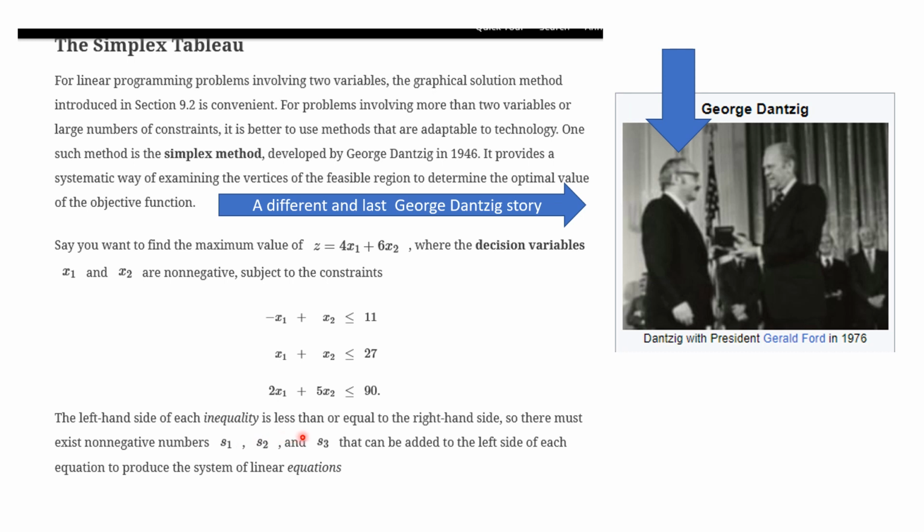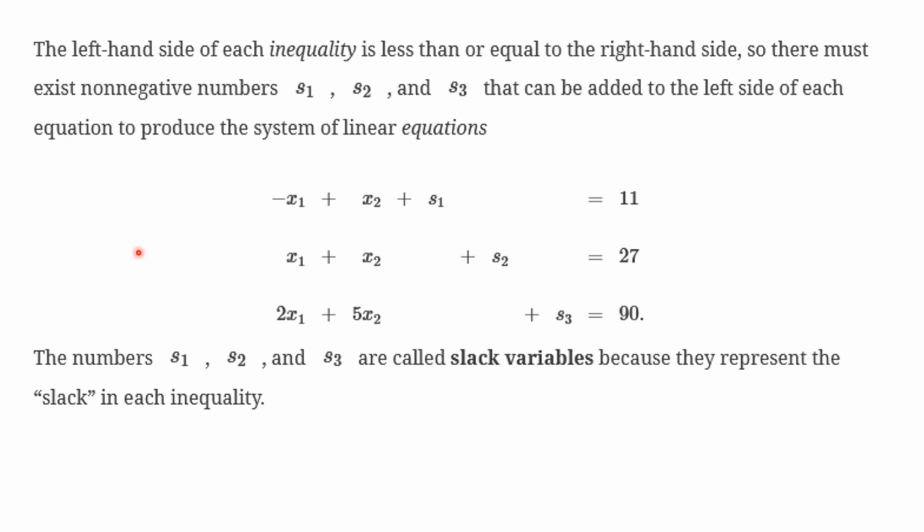Now the left-hand side of each inequality is less than or equal to the right-hand side, so what we're going to do, and what George Dantzig did, because for the most part we deal with solving equations, not inequalities, he introduced non-negative numbers S1, S2, and S3 that are being added to the left side, so turning these into equalities rather than inequalities, and those are going to be called slack variables. And so here you see I've added S1, S2, S3, and now I've changed those into equalities. And again, those are called slack variables because they represent the slack in each inequality.